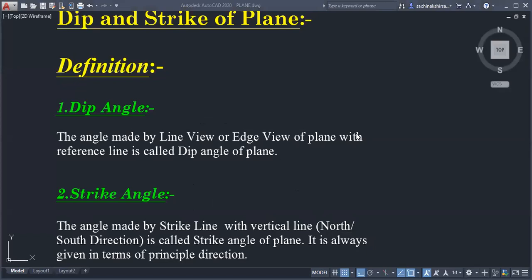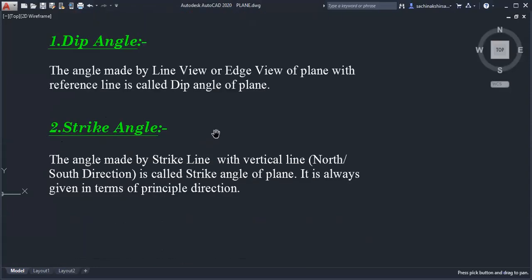A dip angle: the angle made by line view or edge view of a plane with reference line is called the dip angle of that plane. Very simple. Means when we want to find the dip angle, our aim is to find the line view or edge view. Keep in mind. The angle made by line view or edge view is called the dip angle. Strike angle. Next definition. Very simple.